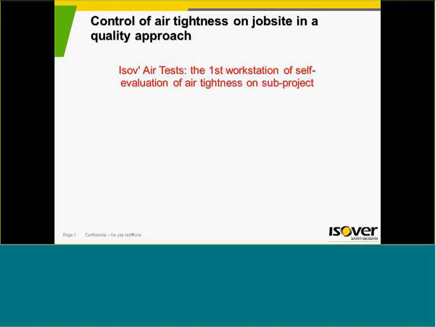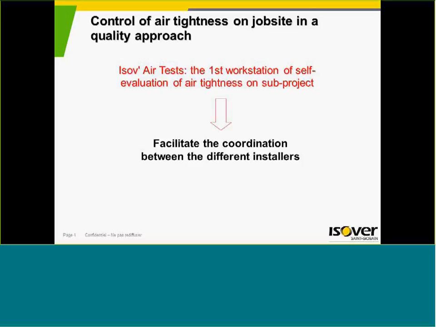After that, this machine is able to control the airtightness on the job site in a quality approach, because ISOVER test is the name of the machine. It is the first workstation of self-evaluation of airtightness on sub-projects, because this machine is able to measure the airtightness before the end of the project and to correct the defaults before the end of the project.